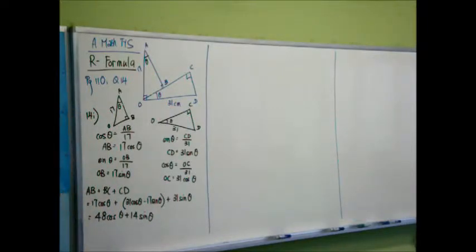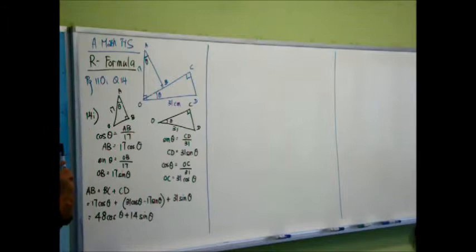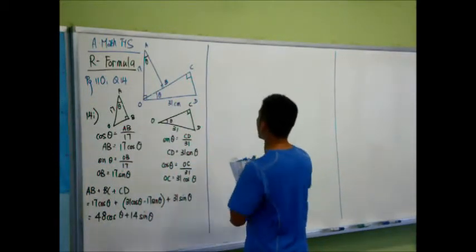And the only trig ratios you are using are always sine and cosine. Okay? There will not be any use of tangent. Okay, then we are going to go into the question proper itself. Find the values of theta for which AB plus BC plus CD equals 49.